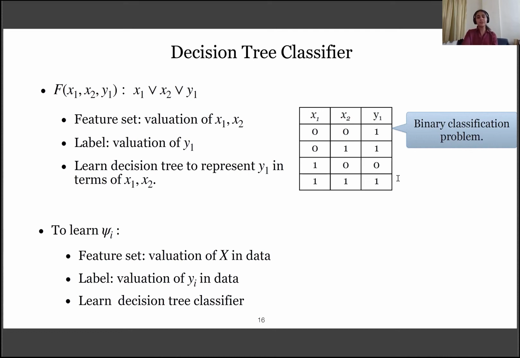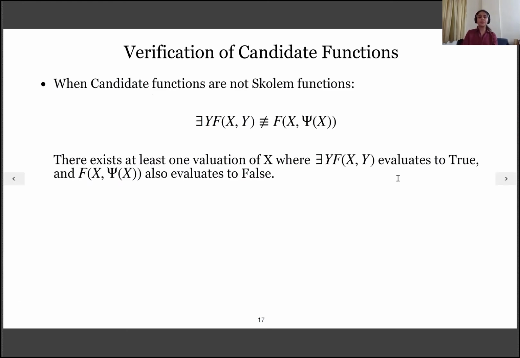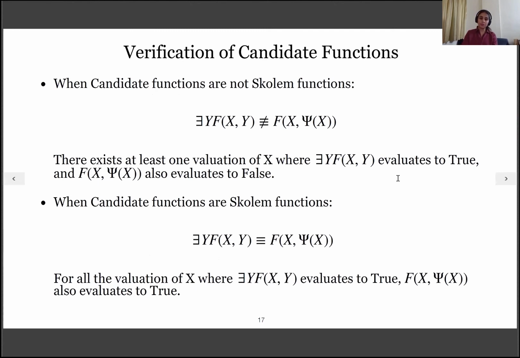So once it has the candidate function, the next step for Manthan is to verify whether the candidates are the Skolem function or not. So here we can have two cases. The first is when the candidate functions are not Skolem functions. So there should exist at least one valuation of x for which f of x,y evaluates to true, but f of x, psi of x evaluates to false. And if the candidates are Skolem functions, then for all the valuations of x for which f of x,y evaluates to true, f of x, psi of x should also evaluate to true.